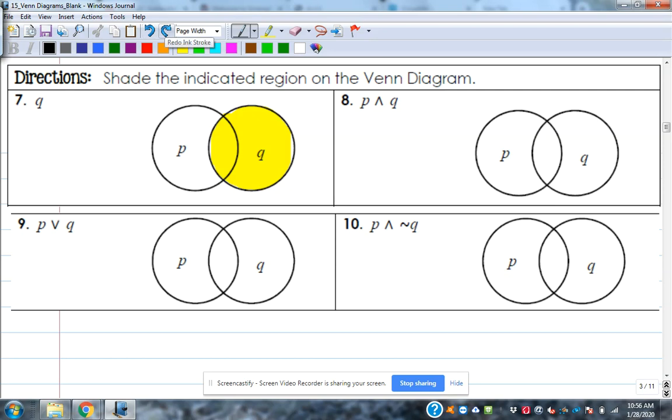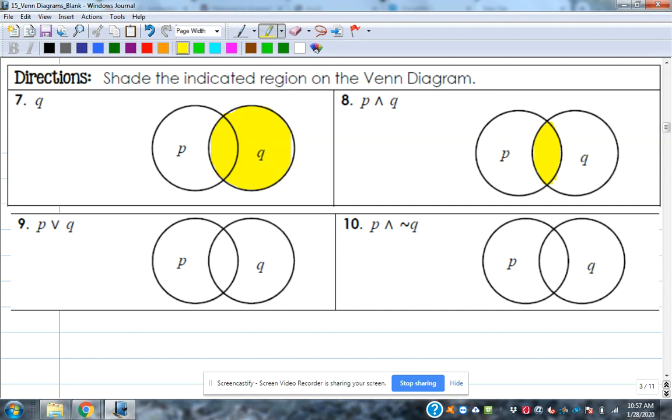All right, number 8, right there beside it, P, and then what's that statement say? And. Where's the and? In the middle. Is that football shape in the middle? And is that stuff in the middle. Or is the next one.